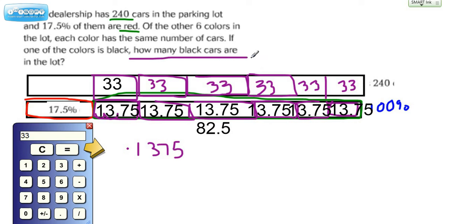All right, now if they want to know how many black cars there are, recall that one of those chunks would have to be black because these are red over here. These are red, and they're not looking for that. However, if they were looking for that, do you see that we could just take the sum of all these and subtract that from 240 to get that value if they were asking for it? But we're good to just put 33 on the space because that's how many of them happen to be black.